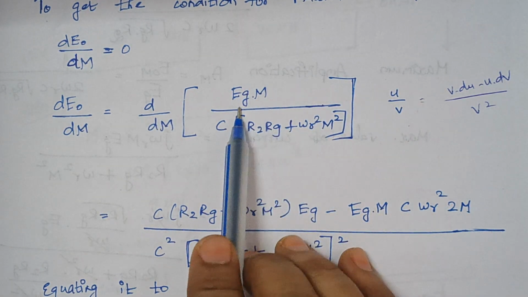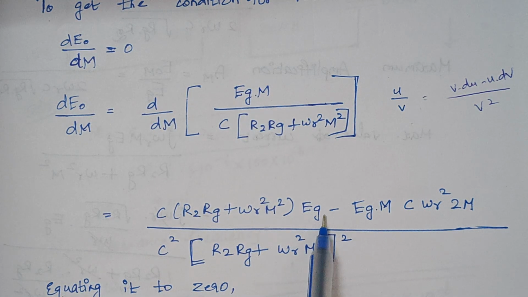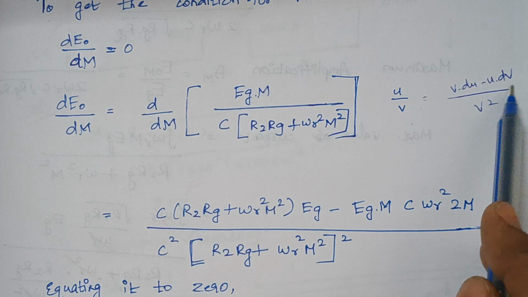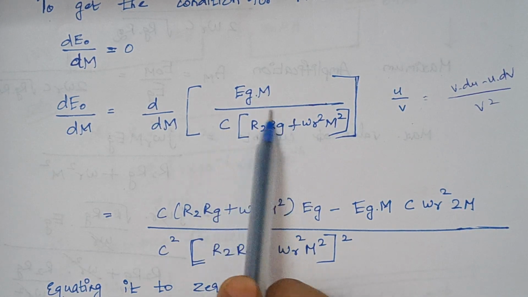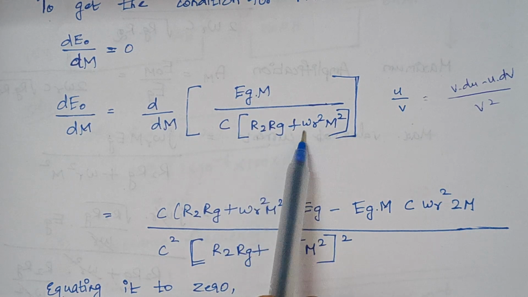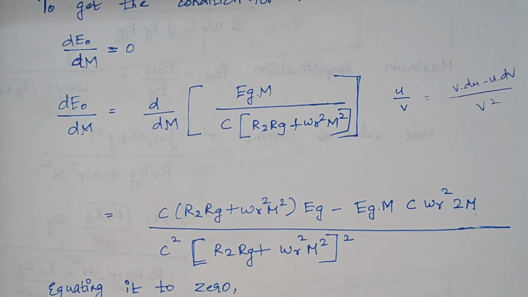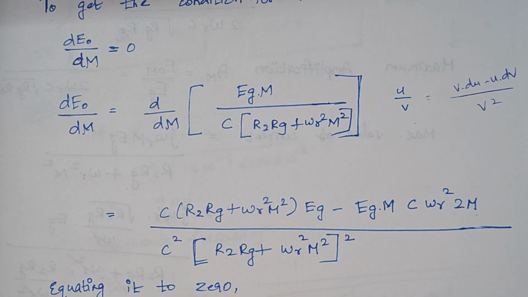And when you differentiate this numerator part, M becomes 1 and simply Eg, minus U dV. This is your U and dV. You have to differentiate this part. So here this term is constant, so it will become 0. When you differentiate this, M square becomes 2M and the remaining terms remain as such, right? And now we are going to equate this to 0. So when you equate it to 0, what happens? 0 into this term becomes 0.